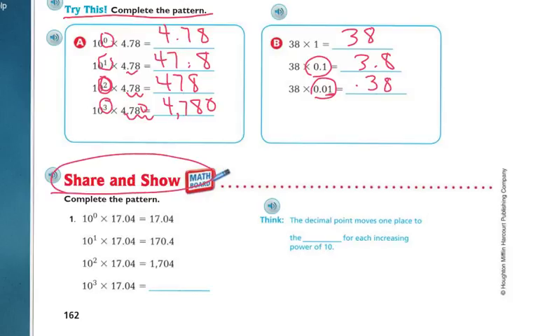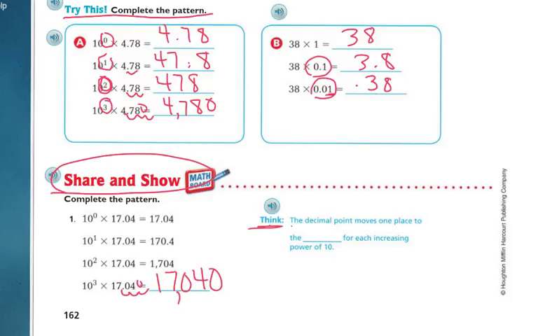So let's look at the share and show. We're going to complete the pattern. They've already done part of it for us. So 10 to the 0, I don't do anything with my decimal. It stays the same. First power of 10, I move my decimal over 1 space because there's a 1 there. So see how they moved the decimal over 1 space? Second power, we moved it over 2 spaces. Third power, I'm going to move it over 3 spaces. 1, 2, and there's no number there, so I'm going to add a 0. So it's going to be 17040, okay? Because I had to move it over 1, 2. There's no space there, so I'm going to put a 0 and move it over.